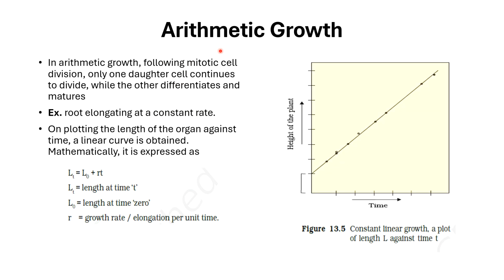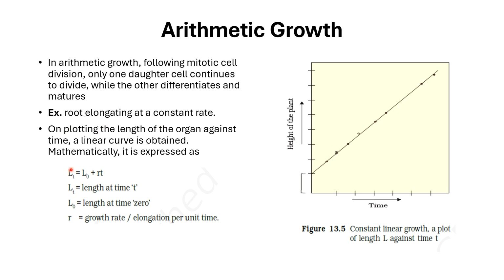So when we see arithmetic growth rate, in case of arithmetic growth, when the cells divide, only one among the two daughter cells continues to divide, while the other differentiates and matures. The other does not undergo cell division. An example of this can be root elongation at a constant rate.